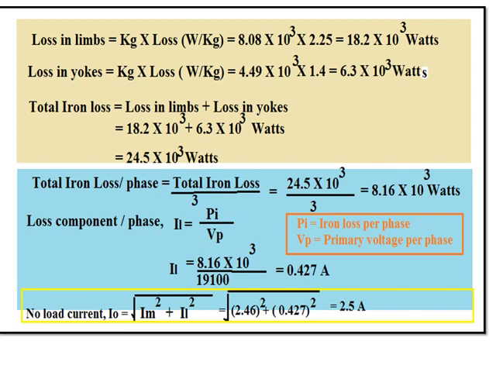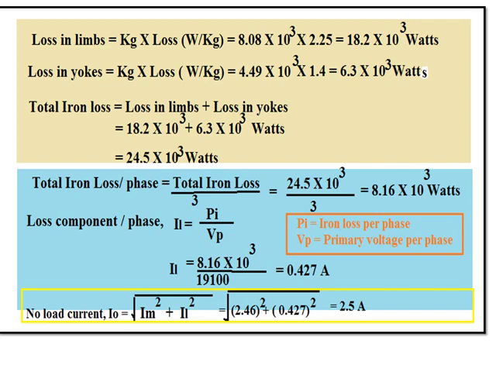After knowing the total iron loss, again we want to convert it into per phase. Total iron loss per phase equals total iron loss divided by number of phases. You get 8.16 into 10 to the power of 3 watts. So next, the loss component per phase. After knowing the iron loss, IL equals PI divided by VP, where PI is the iron loss per phase and VP is the primary voltage per phase. That should be equal to 0.427 ampere.